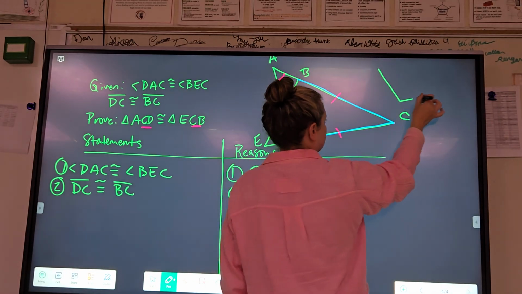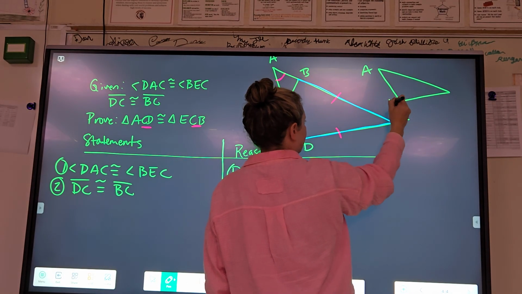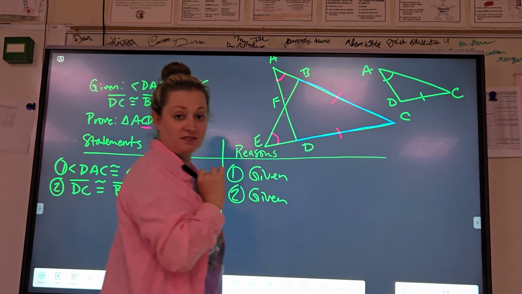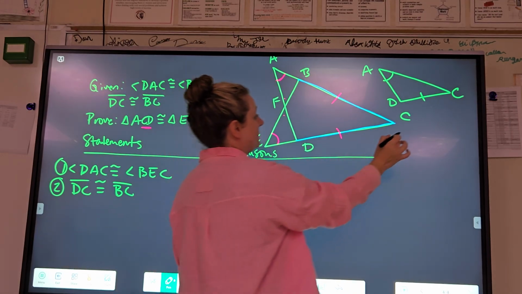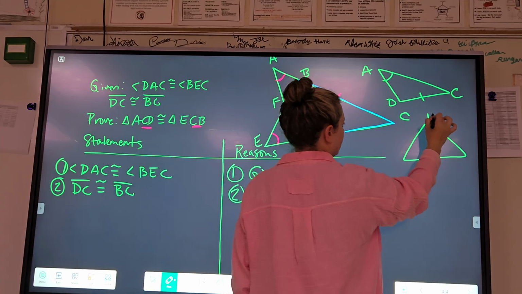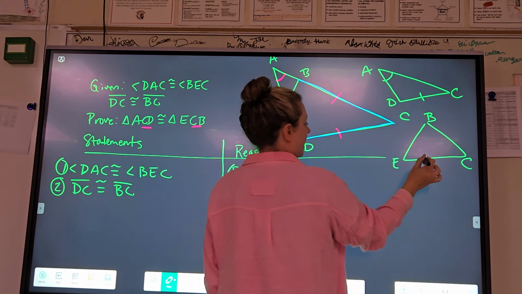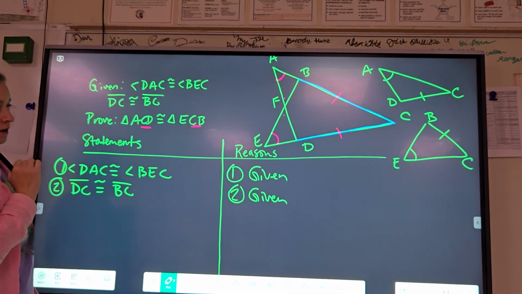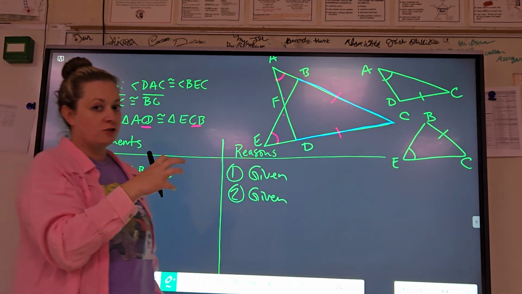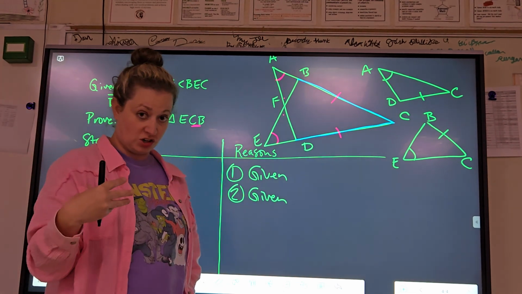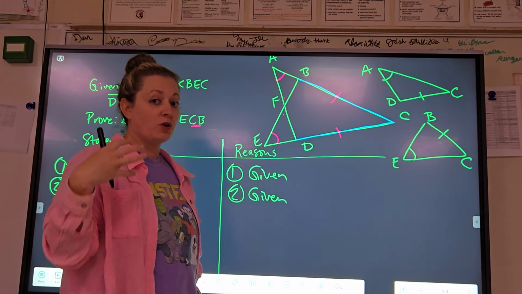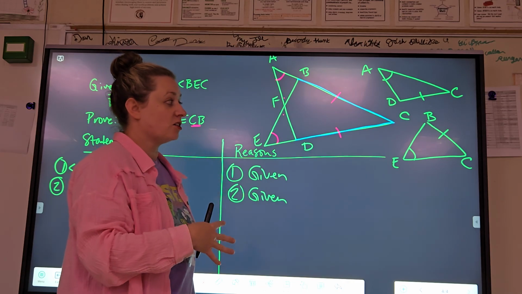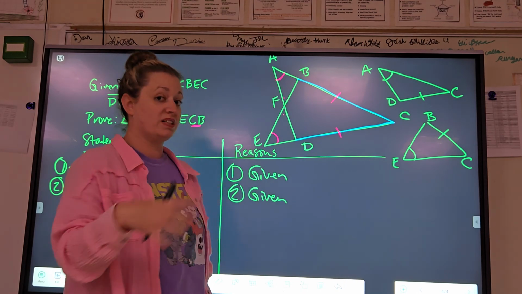So I had to say, okay, what am I working with here? I've got angle ADC, and I know A and DC have been marked. And then I've got BEC, and angle E and BC have been marked. And I had to find something else in those two triangles that I could pull out of that picture to use to prove one of those postulates. So I've got an angle and a side, so I need at least one more angle or one more side to be able to do that.